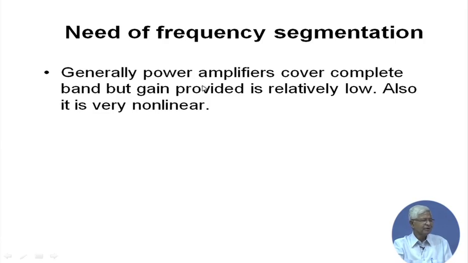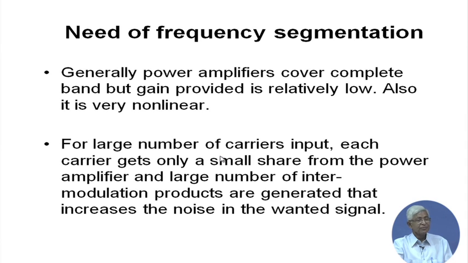Generally the output power amplifier covers the complete band. It is a wideband amplifier, but the gain provided is relatively low, and of course you have to give maximum power, so you have to drive it to the maximum near saturation, so it is nonlinear. Therefore many spurious will be generated. So for a large number of input carriers, the different users who are sending signals, each carrier gets only a small share of the total power given by the amplifier, and a large number of intermodulation products will also be generated, which will act as noise.